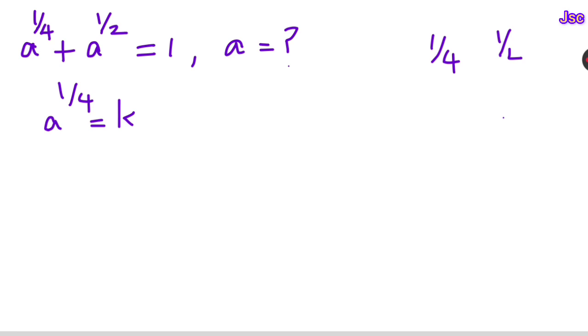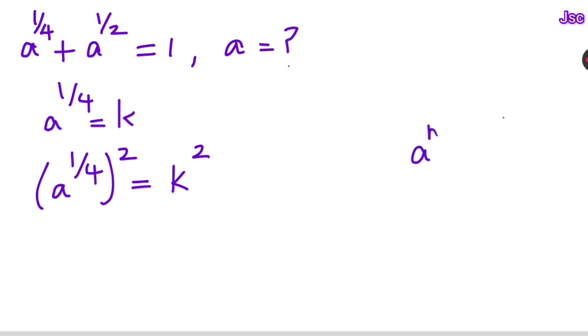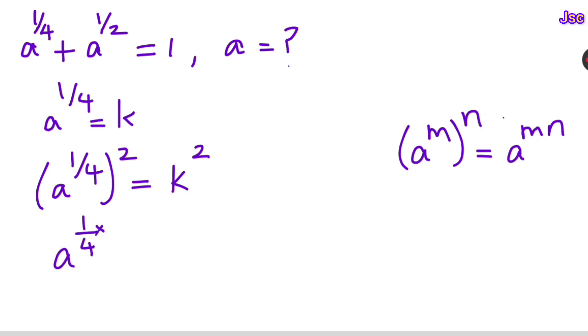If you square both sides here, then you will get a raised to power of 1 over 4 whole power 2 that is equal to k power 2. Now observe the left hand side. It is in the form of a raised to power of m whole raised to power of n. So what's the formula of this? We can write this as a raised to power of m n, isn't it? Similarly, we can write the left hand side as a raised to power of 1 over 4 times 2. The 2 is in the numerator. So after cancelling 2 and 4, we get a power 1 over 2 that is equal to k power 2.